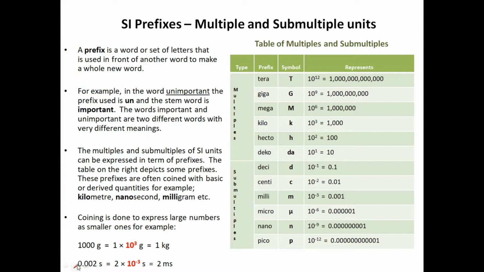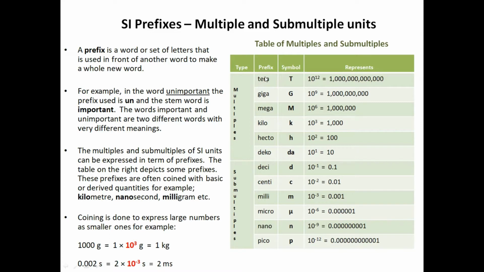So if you look at this one now, 0.002 seconds. If you want to write it in standard form, 2 times 10 to the negative 3 seconds, which is equal to 2 milliseconds, because 10 to the negative 3, if you look here, represents a milli. So you replace the 10 to the negative 3 with the letter m to represent milli. And so 0.002 seconds is equal to 2 milliseconds. Okay, so you just replace it.